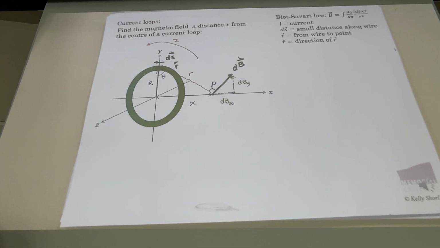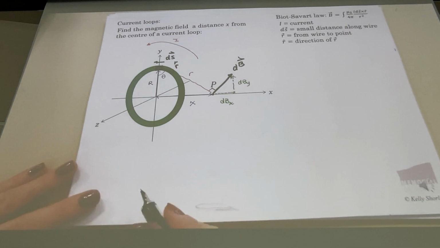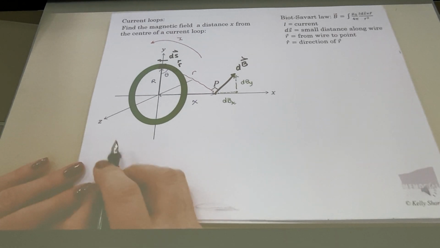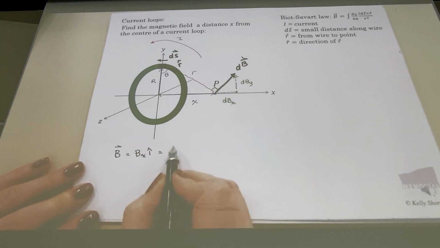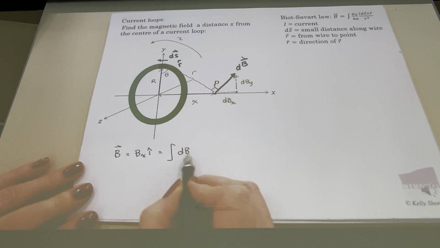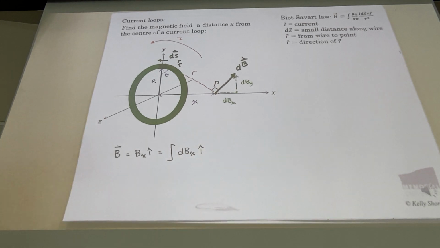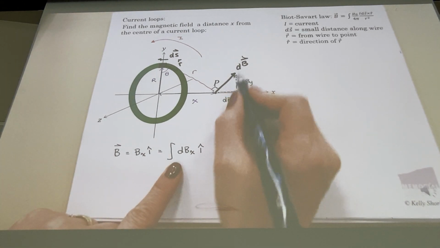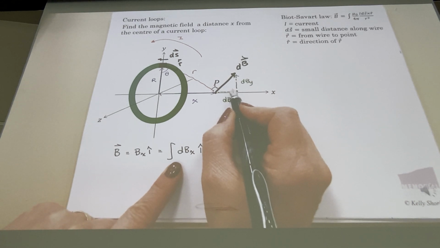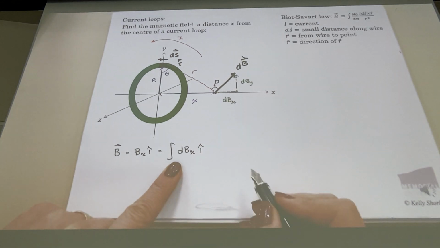Okay, everybody okay with the diagram, where everything is? So let's get going with the equation. My net magnetic field B is going to be my x component in the x direction. My x component is going to be the sum of all the little x components. My dBx, that's a component of my dB, so I know I'm going to need to use sine or cosine to figure that out, just like all my regular vectors.